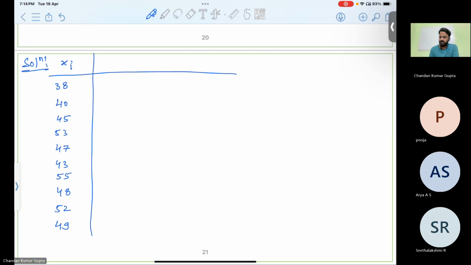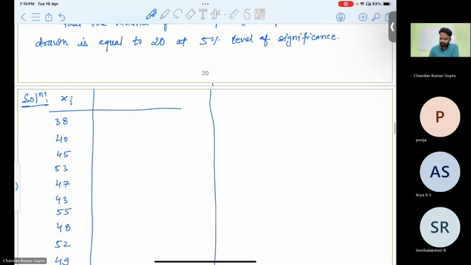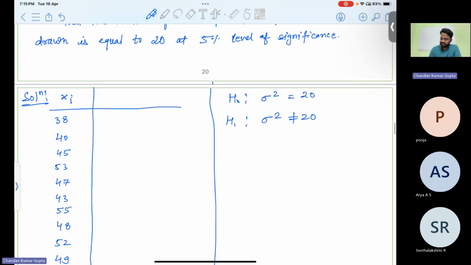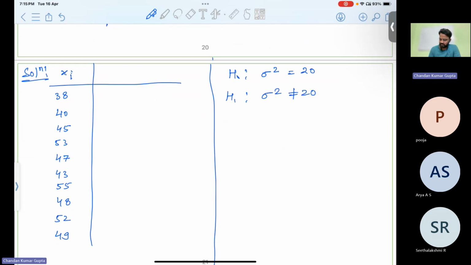Now the next thing is we need to discuss H naught. We need to test whether the variance is 20 or not. The mean is not given, so in that case the test statistic is like this.